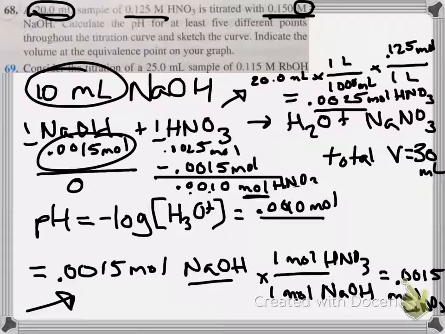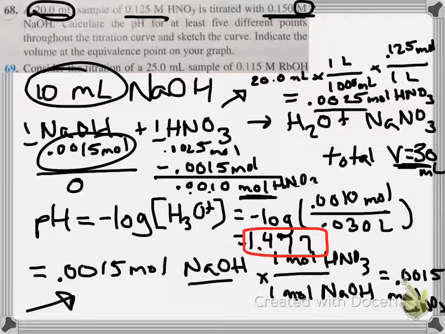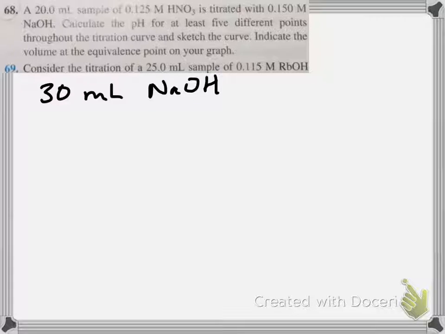So I'm going to be taking the negative log of 0.0010 moles all over 0.030 liters. And again, that's my total volume and my moles of nitric acid. So therefore, my pH is 1.477. And that's at 10 milliliters when I add 10 milliliters of base to this solution.